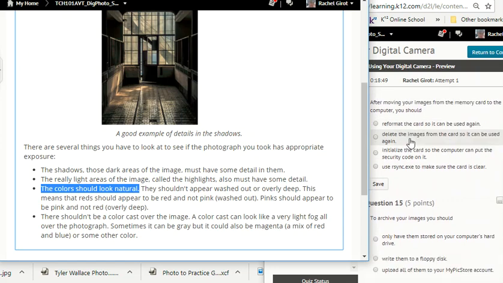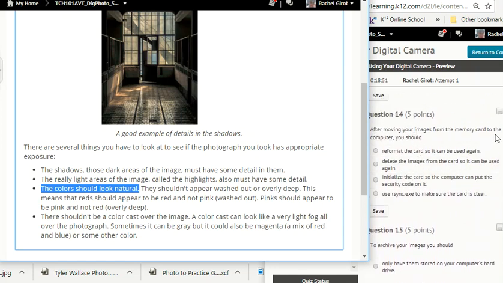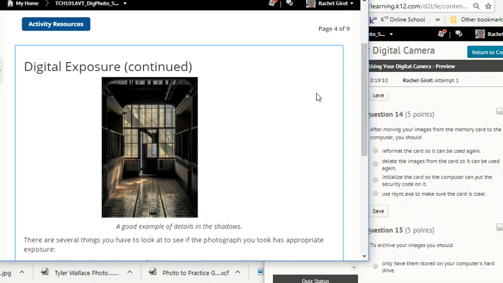Question 14. After moving your images from the memory card to the computer, you should... Okay, let's continue reading here. There shouldn't be a color cast over the image. A color cast can look like a very light fog all over the photograph. Sometimes it can be gray, but it could also be magenta, a mix of red and blue, or some other color.